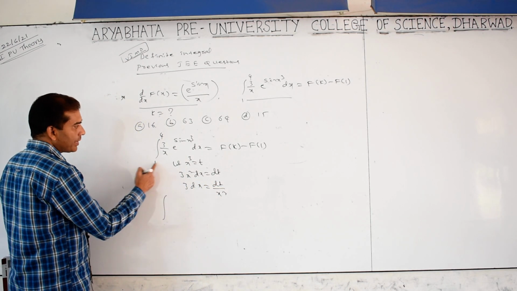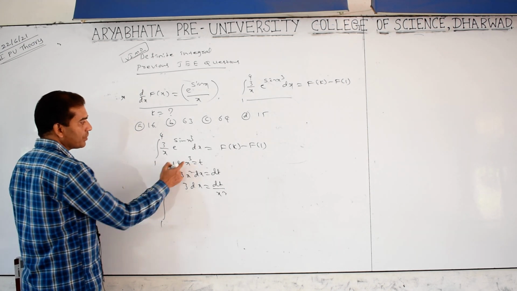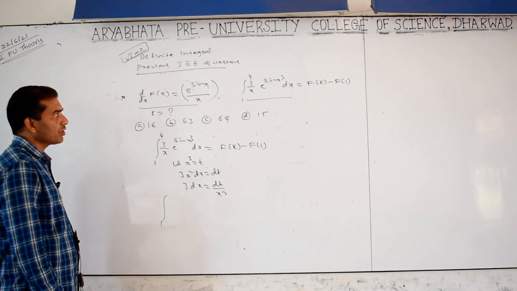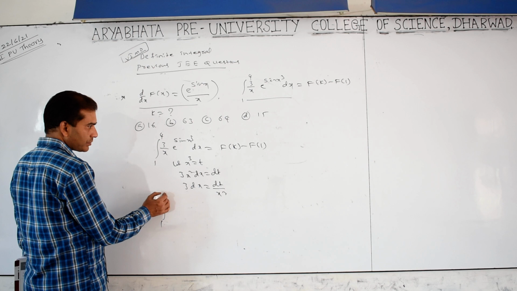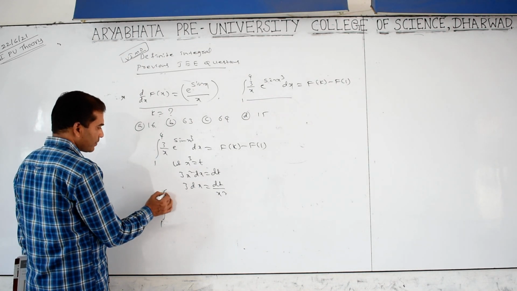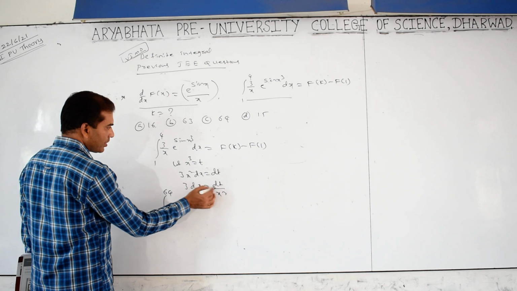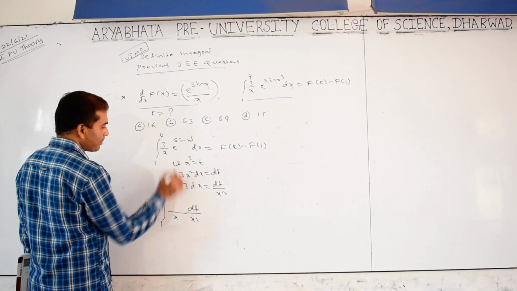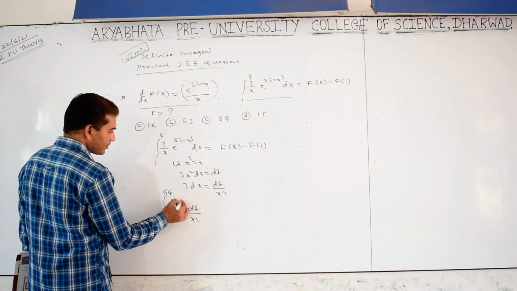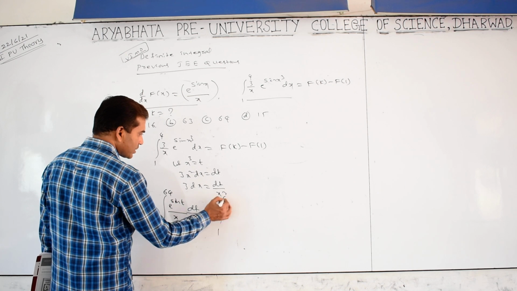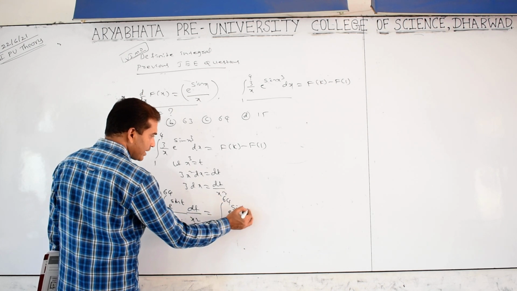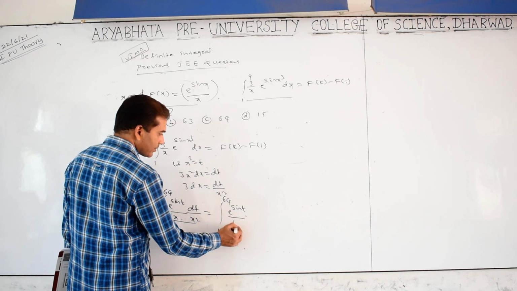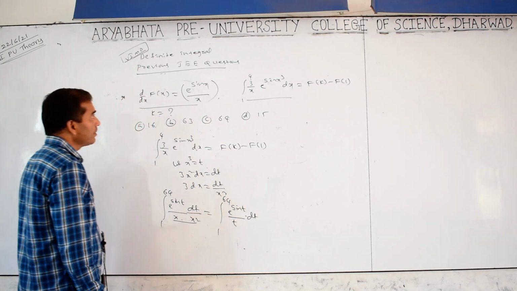Substitute here. For the lower limit, if x is 1 then t is also 1 cube. If x is 4 then t is 4 cube, 4 cube how much? 64. Yes, 64. And 3 dx equals dt by x square. Here x is already there, e power sin x cube is e power sin t. So 1 to 64 e power sin t dt by x into x square, x cube equals t. This is e power sin t by t dt.